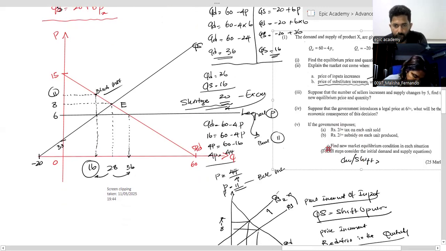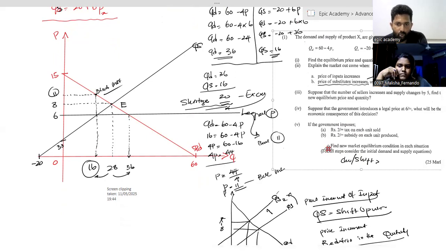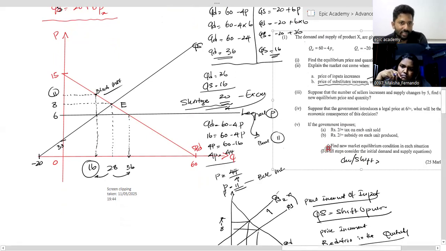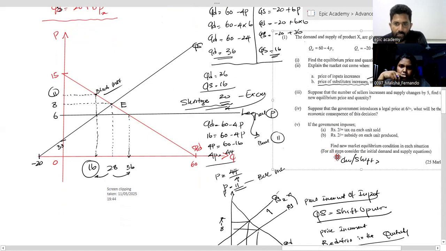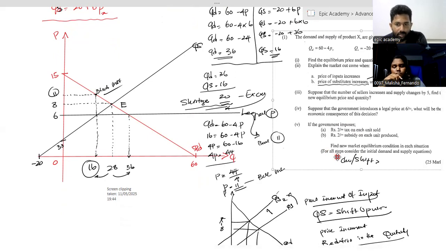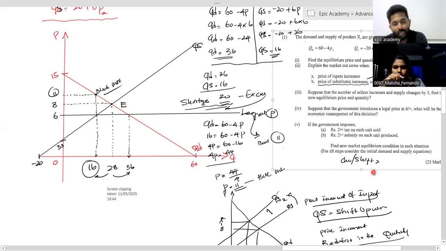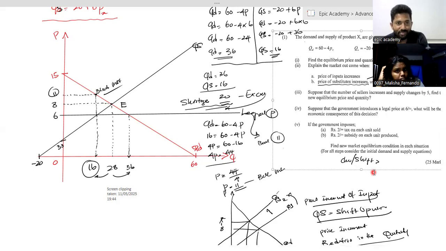Yes. If the government imposes a 2 rupee tax on each unit sold, then you have to take the first step. QD equals 60 minus 4P and QS equals minus 20 plus 6P. First, a tax on each unit, a unit tax. And the second one is a 2 rupee subsidy on each unit produced. You have to calculate all those things separately and find the market equilibrium condition in each situation.